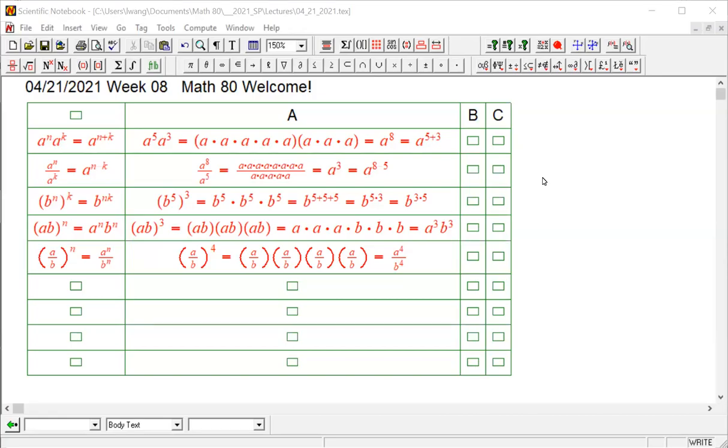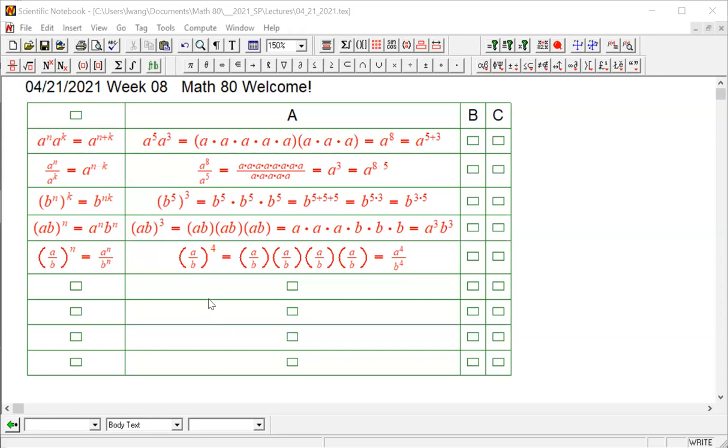Okay, good morning, everyone. We are going to continue from last time, which is on Monday, regarding the properties of exponents. I wish you to have your paper and pencil with you, because we're going to continue on deriving. All right, ready?